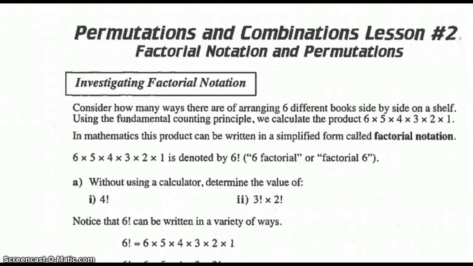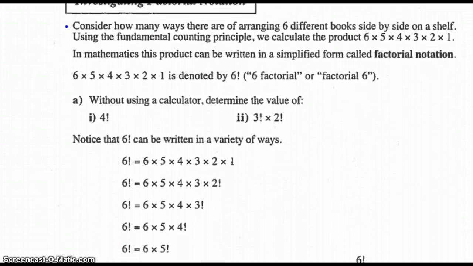Hey, Math 30-2. Today we're going to look at factorial notation. So, look at this first example. Considering how many ways there are of arranging 6 different books side by side on a shelf, use the fundamental counting principle. We calculate the product to be 6 books can go in spot 1, 5 in spot 2, 4 in spot 3, and so on.